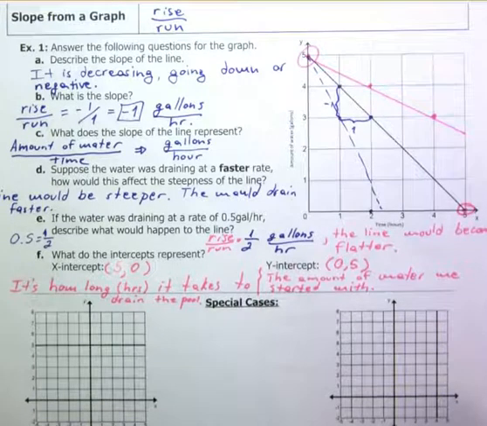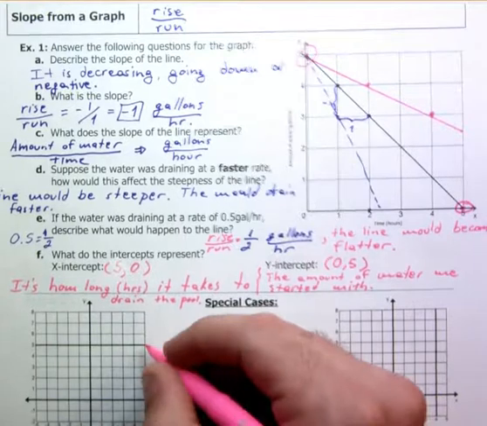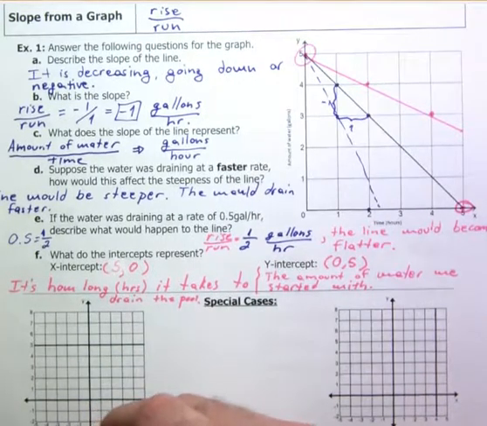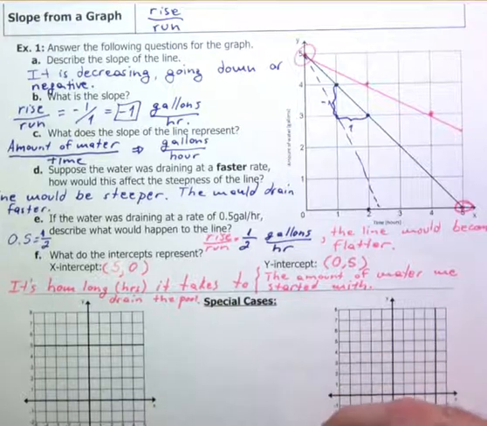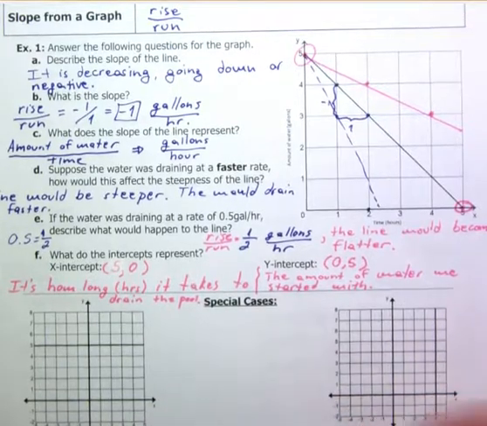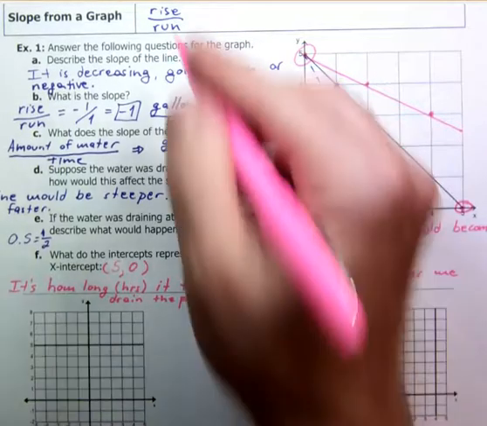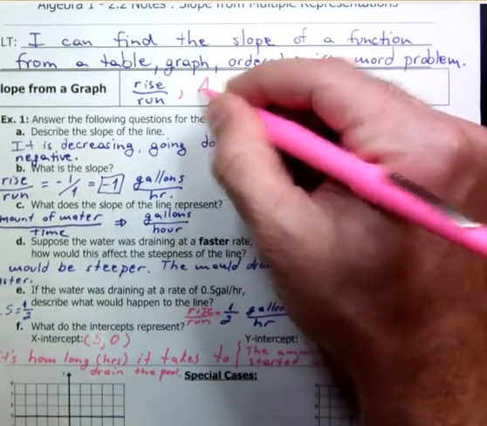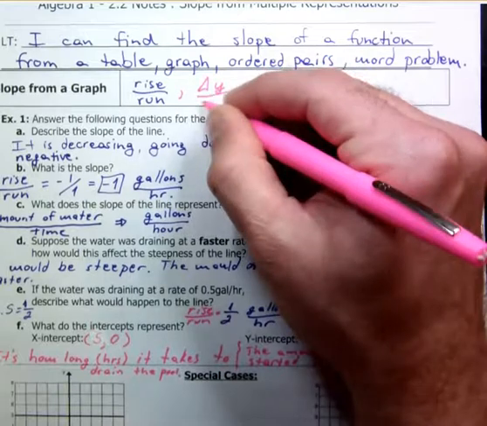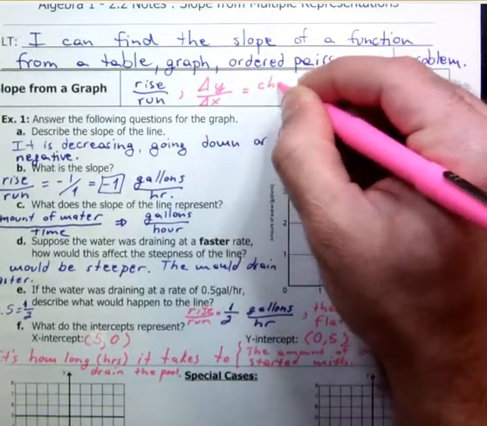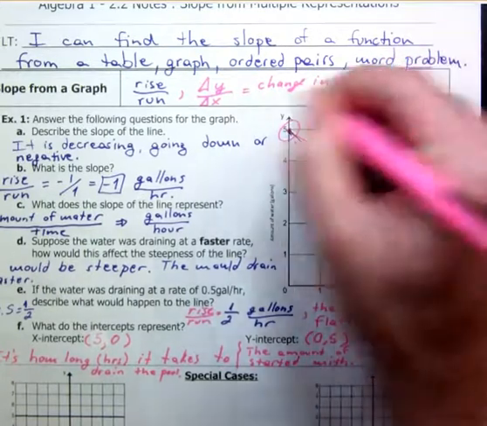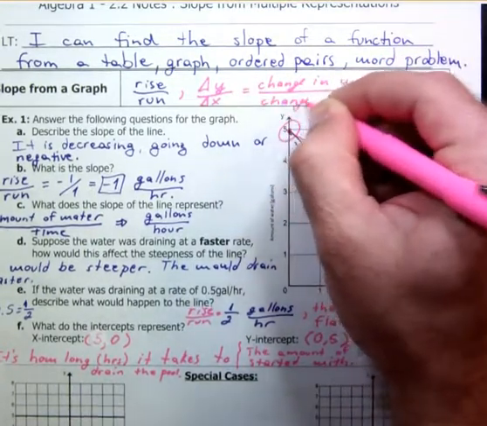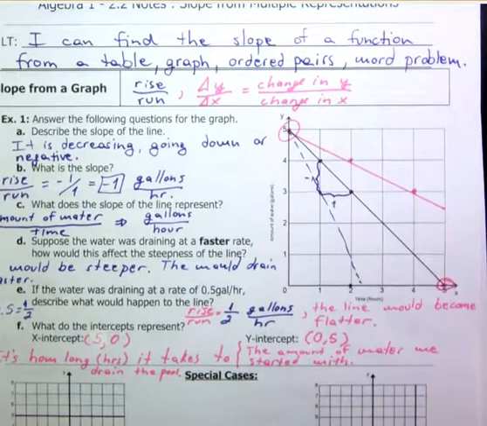So there are 2 special cases. There's the horizontal line, and there's the vertical line. If you remember from before, the slope is the rise over run, also known as delta y over delta x. That's the change in y over the change in x. So let's look at these 2 special cases.